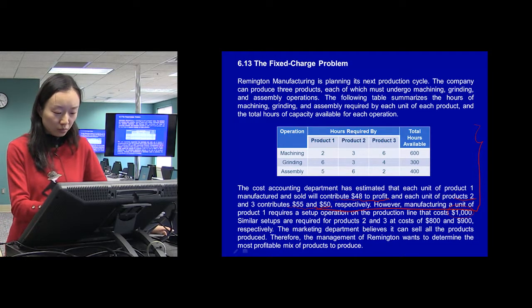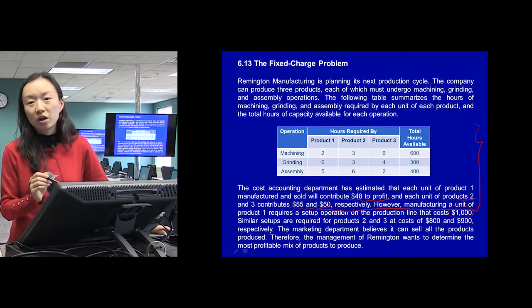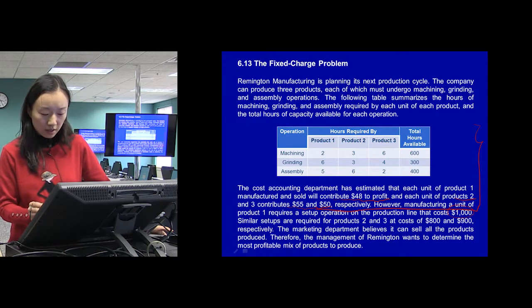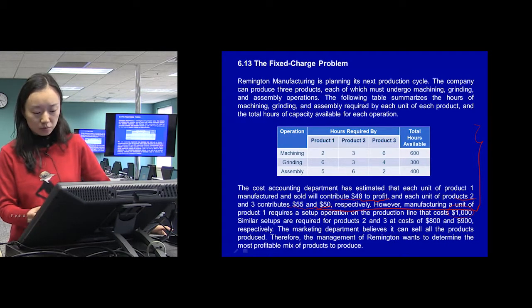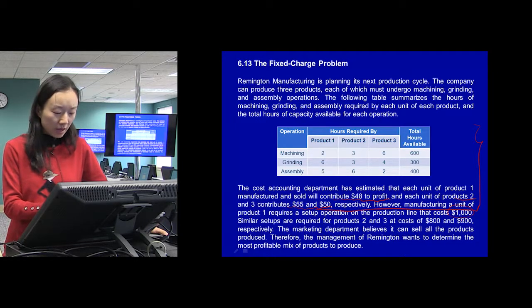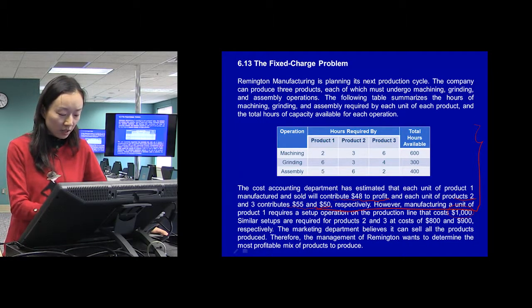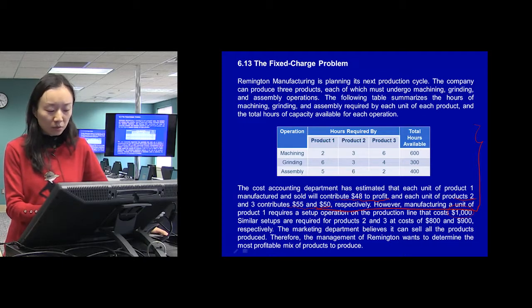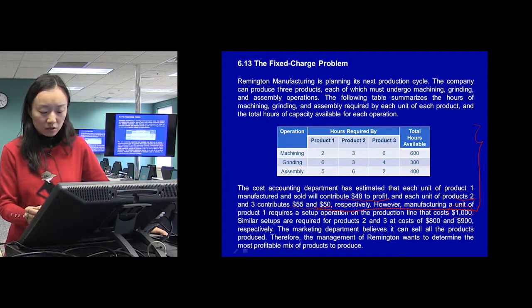If you decide to produce product 2, regardless of the number you produce, $800 will need to be spent because that's the setup. Same as product 3, $900. So this adds some complexity to this problem. Besides the unit profit, it's no longer a simple problem where we decide the total profit and how many of products 1, 2, 3 to make. Here we need to consider those setup costs.